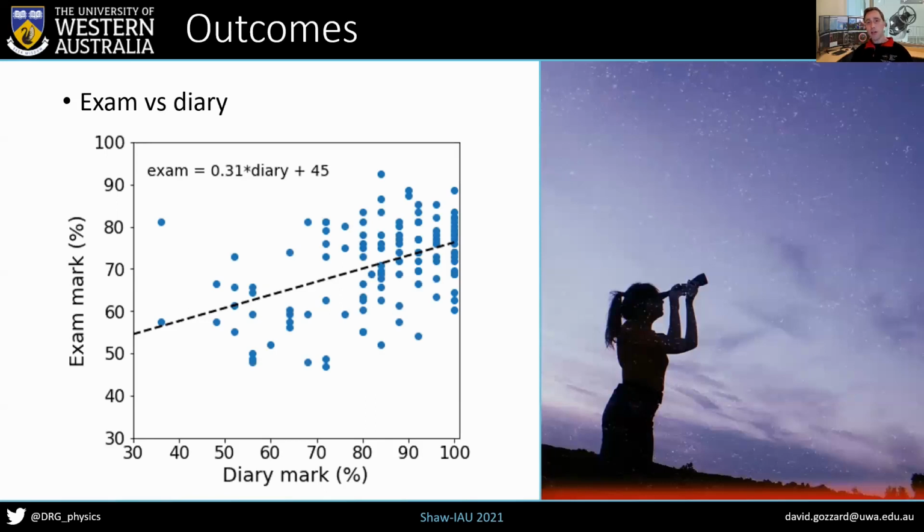We also had a look at how students fared in the diaries compared with how they fared in the exam. And you can see from the amount of scatter in this exam versus diary marks that a student who did well in one didn't necessarily do well in the other. These observing diaries can be very beneficial to students who don't perform well in traditional assessments such as exams.